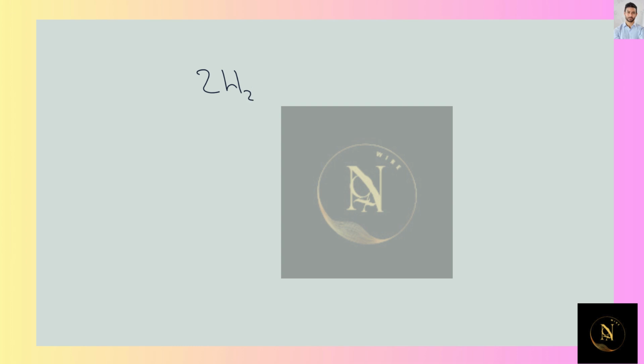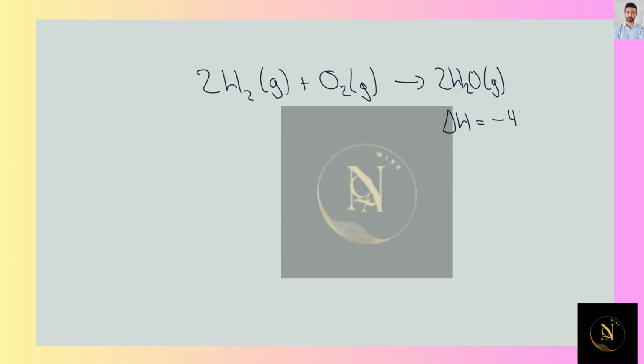Hi, so in this case what we have is the following reaction. 2 moles of hydrogen gas plus oxygen gas are going to produce 2 moles of water gas. And we're told that the delta H for this reaction is equal to minus 483.6 kilojoules. It's actually kilojoules per mole of reaction, but you can leave it as kilojoules directly.